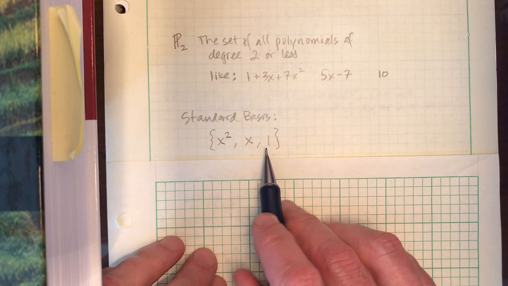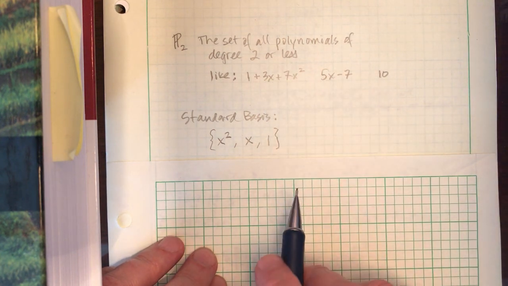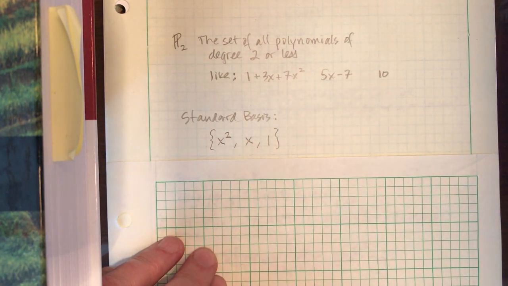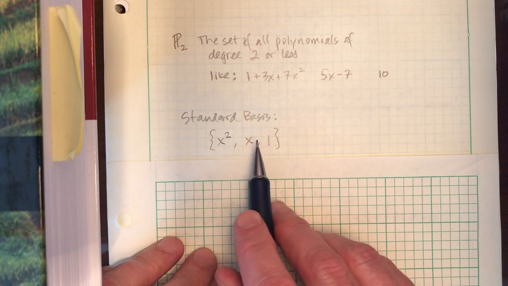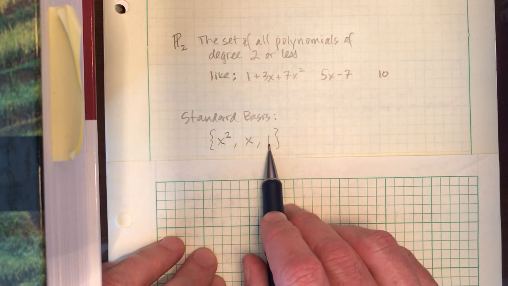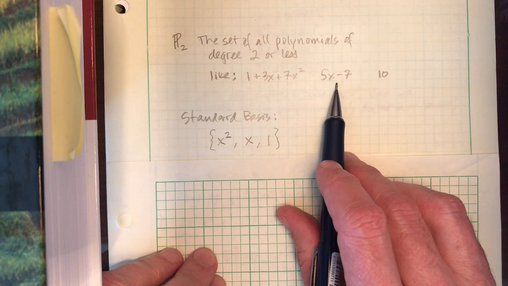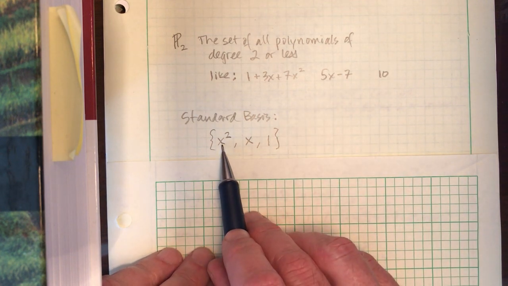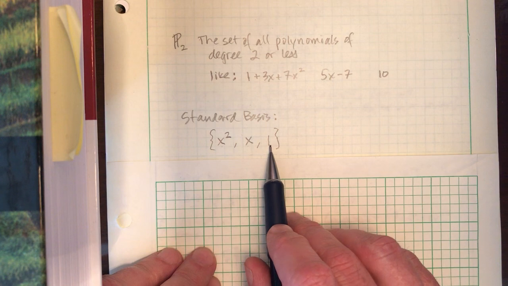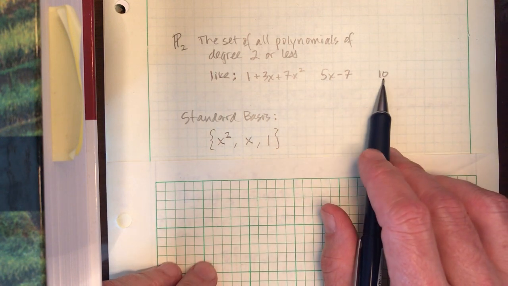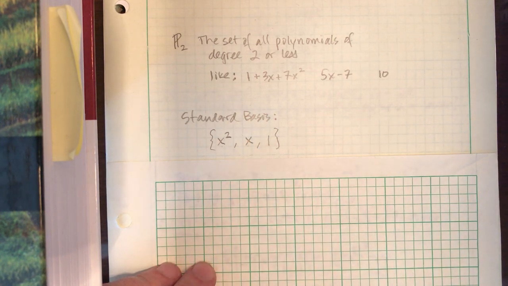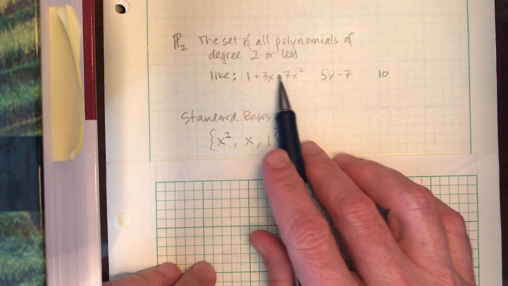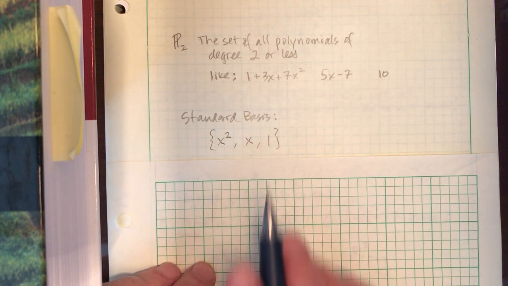What this means is I can create all three of these examples up here using these three terms. For instance, this first one looks like I would need 7 of these, plus 3 of these, plus 1 of these. For the second one, I would need 0 x squareds, 5 x's, and negative 7 of these. And for the constant, of course, we would need 0, 0, and 10. So you give me any polynomial of degree 2 or less, and I can build it from those three.